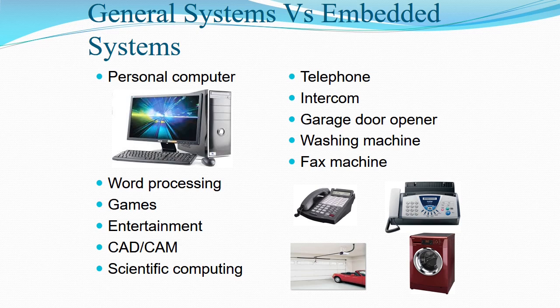Here are some examples of a dedicated computing system or embedded system, like a phone with a number storage facility, a fax machine, a washing machine, and a garage door opener, which opens the garage door by pressing a button and closes it on another click. We cannot compare the embedded system with general computing architectures because they each have their own advantages and disadvantages.